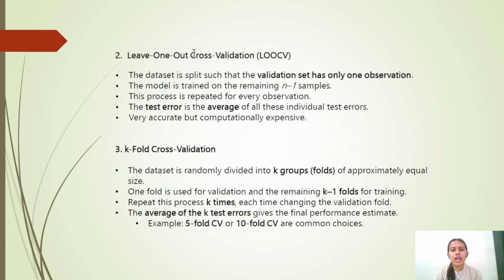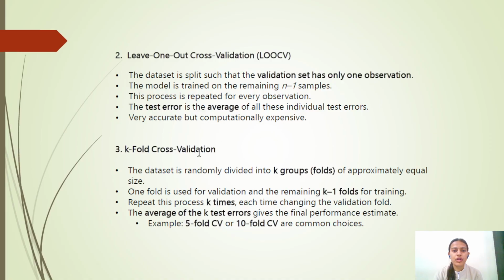Second is leave one out cross validation. The data set is split such that the validation set has only one observation. The model is trained on the remaining n-1 samples. This process is repeated for every observation. The test error is the average of all these individual test errors. Very accurate but computationally expensive.